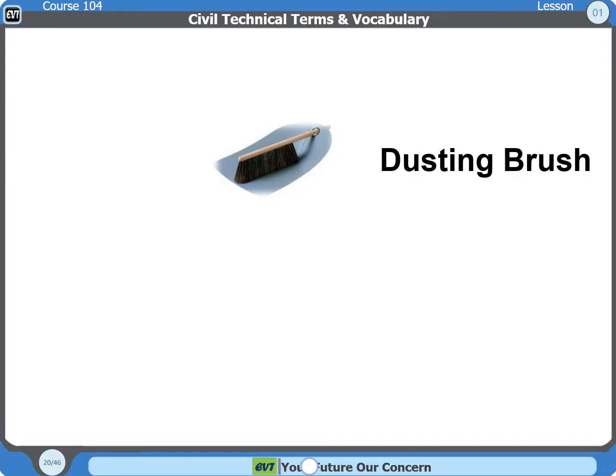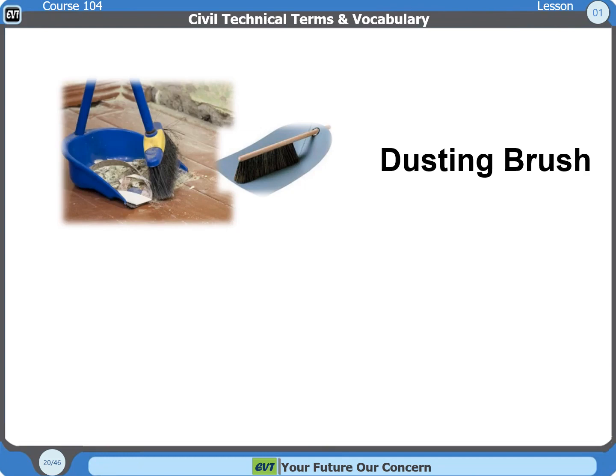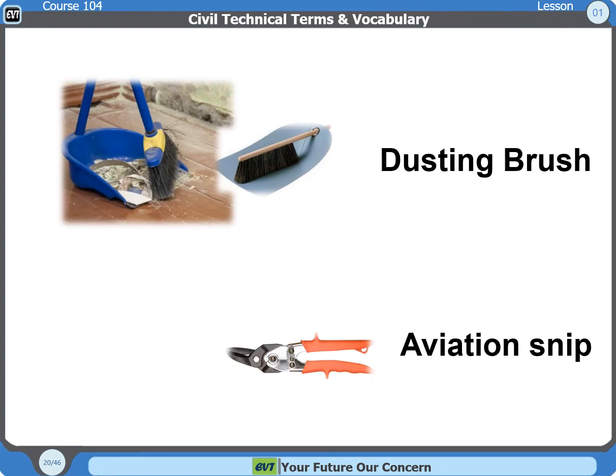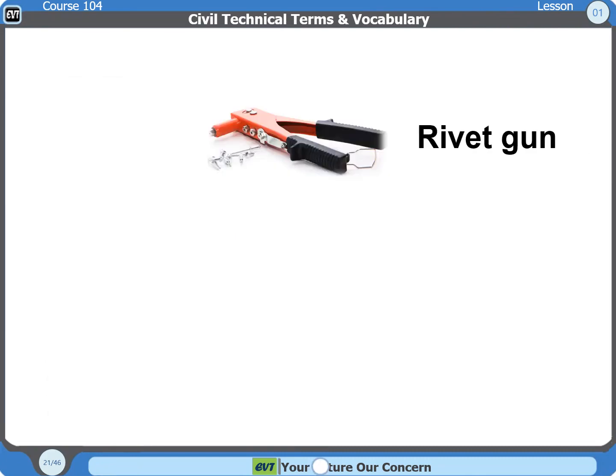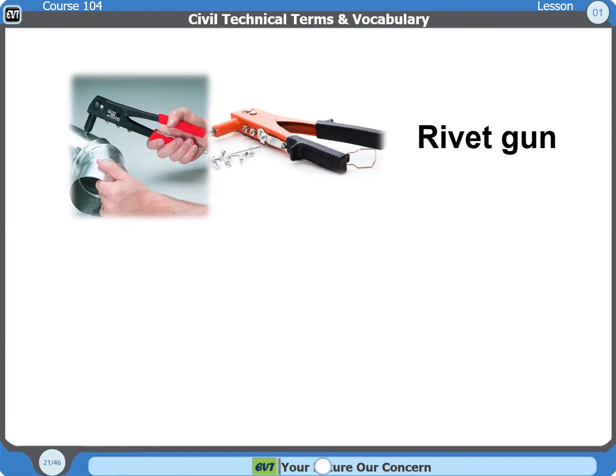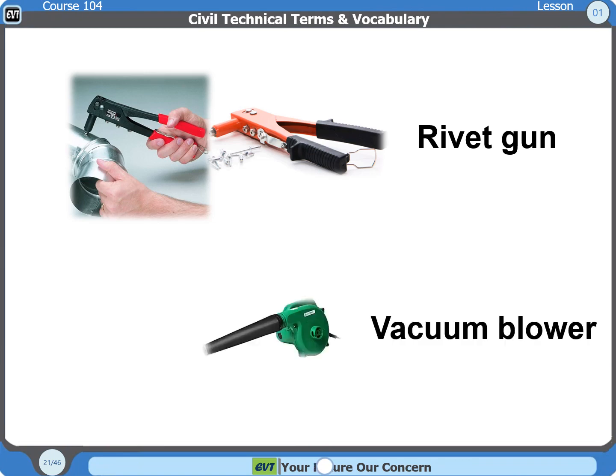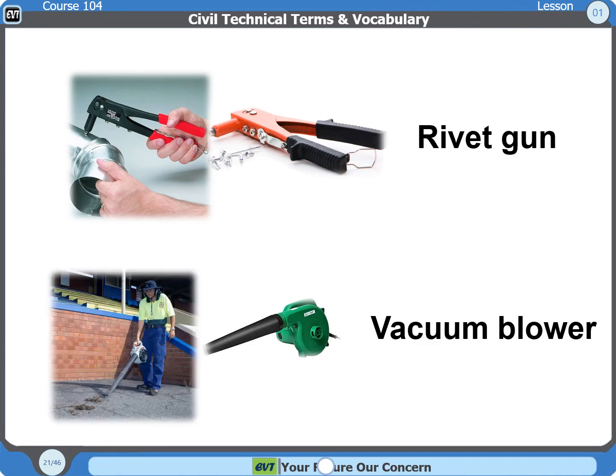We have dusting brush. Dusting brush used for cleaning home and removing dust. We have aviation snip. Aviation snips are the best hand tools for cutting sheets of metal. We have rivet gun. Rivet gun used to drive rivets, also known as rivet hammer or a pneumatic hammer. We have vacuum blower. Vacuum blower used to clean the surface, removing dust from any floor surface.